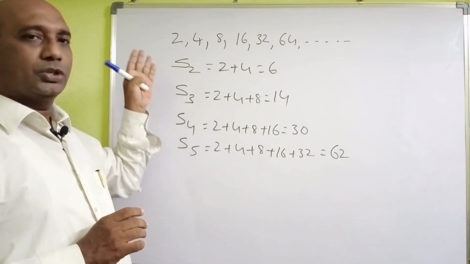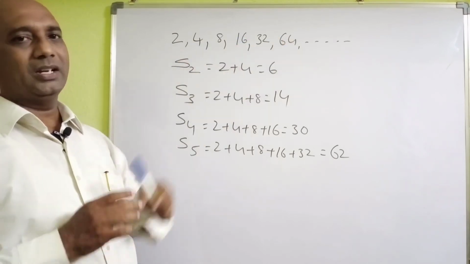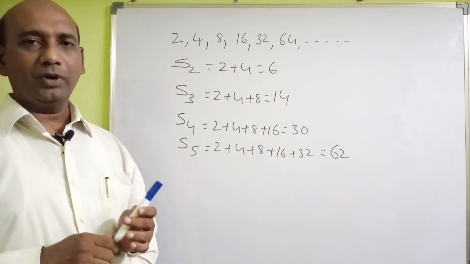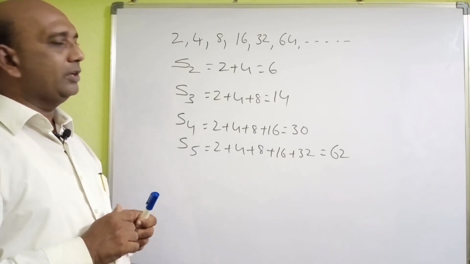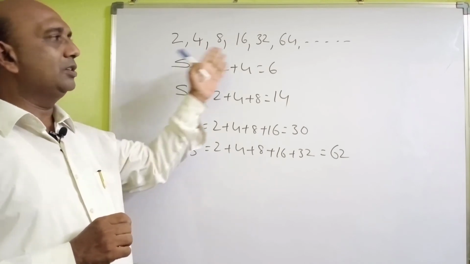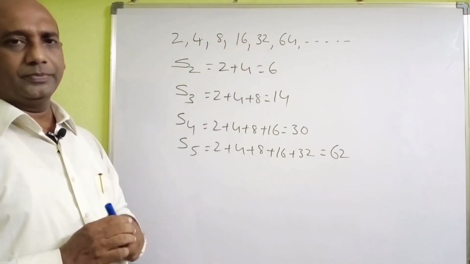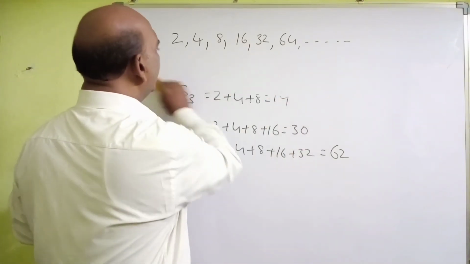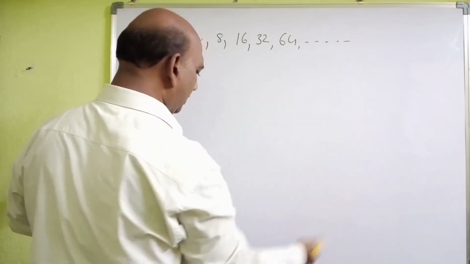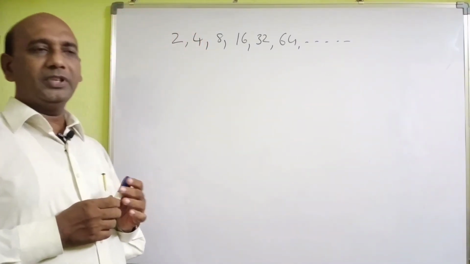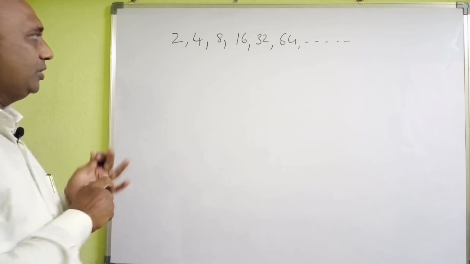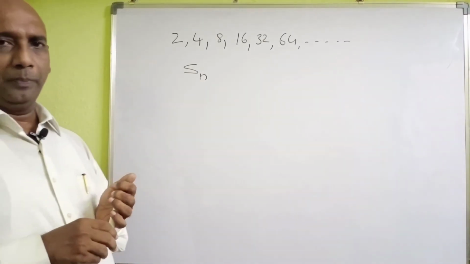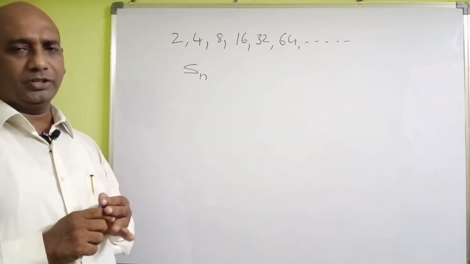Suppose they ask to find the sum of 100 terms or 1000 terms, we can easily find it by using a formula. A formula is derived to find the sum of n terms, the sum of a given number of terms. The sum of n terms depends on the common ratio of the given progression. The sum of n terms is generally denoted by Sn. Sn means sum of n terms. It depends generally on the common ratio.